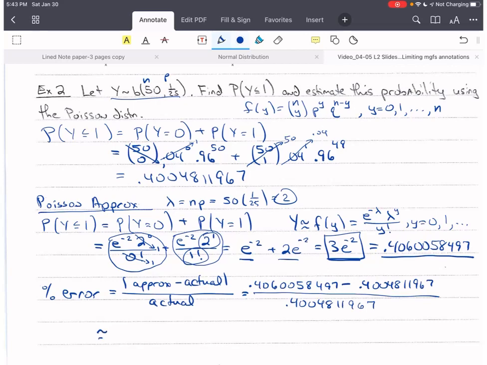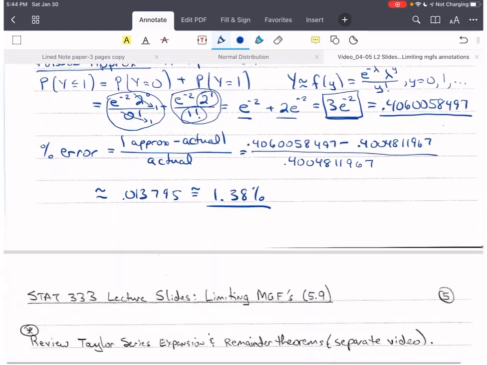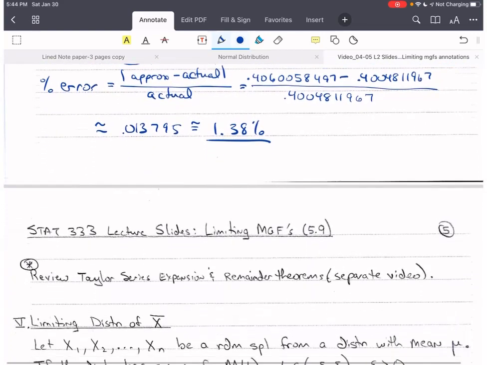And now it's okay to approximate. This is 0.013795, which is approximately 1.38% error. That's pretty good, right? Okay. All right. So I hope this gives you a good idea of how this approximation works.